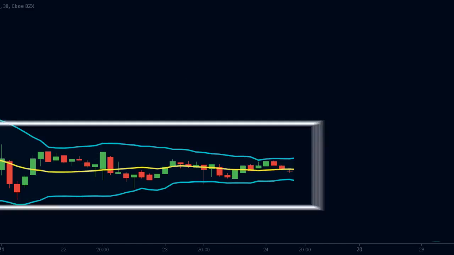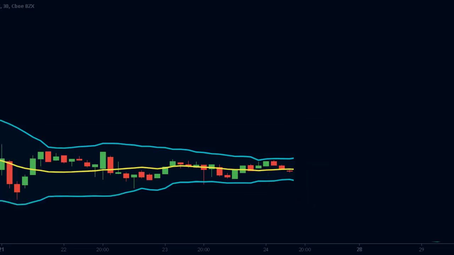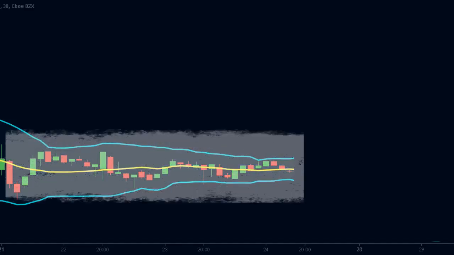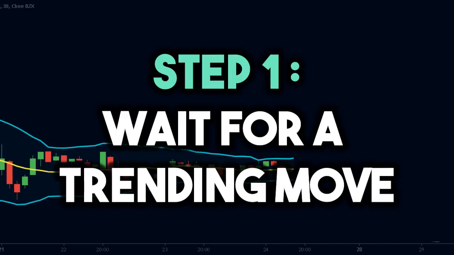Another thing to note here is that the bands are extremely narrow. Both of these points indicate that the price is in low volatility. So, our first step is now complete. We have successfully identified an area of low volatility. The second step is to wait for the market to make a trending move.